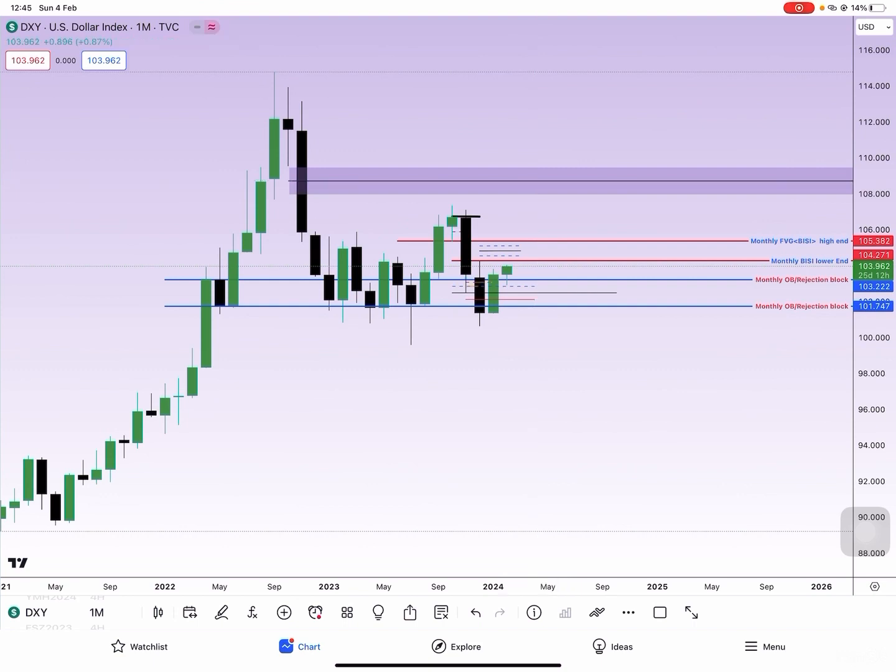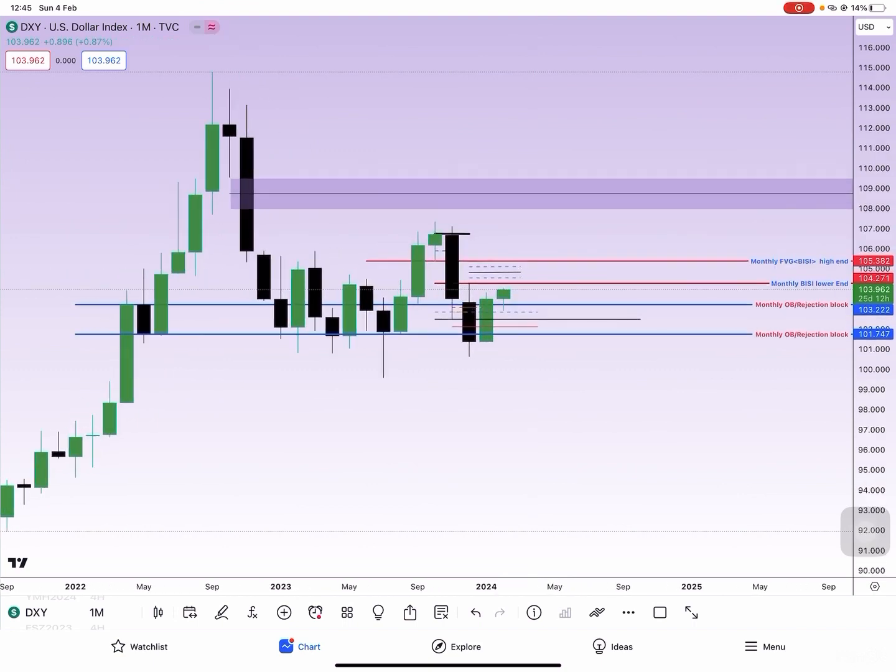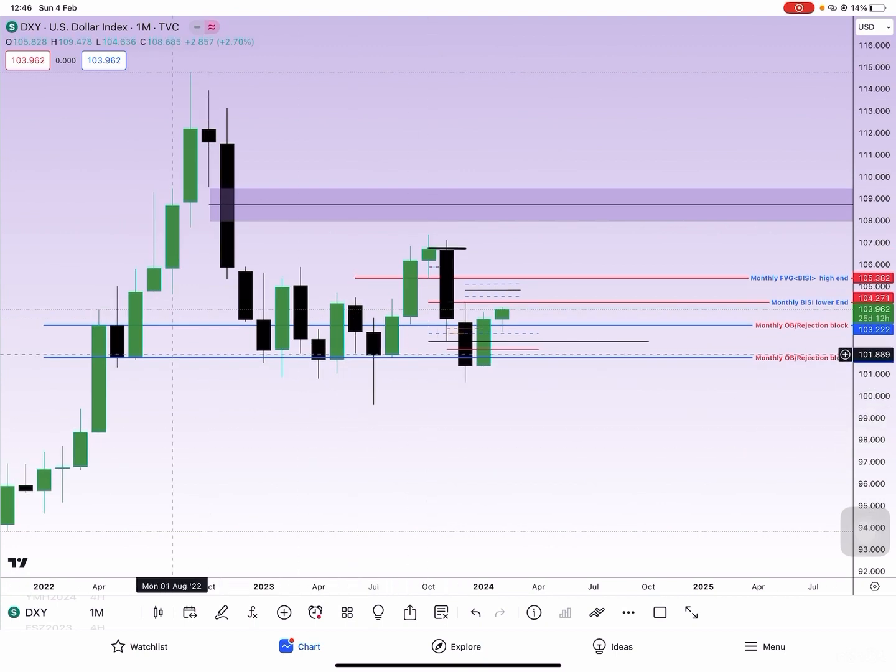We would have to monitor the price action on the smaller time frame, looking at daily and then getting onto H4 and H1. And similarly, if you are a scalper, then you will be trading on M15 or even 1 minute or 5 minute as well. I hope you understood this order block, which is marked here with blue lines, which we call a monthly order block or a rejection block as well.